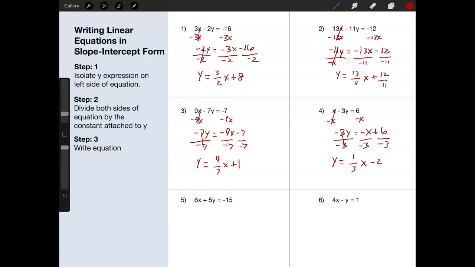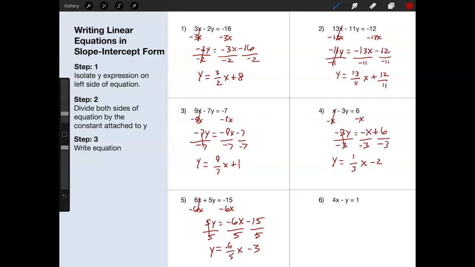For number 5, we have 6x plus 5y equals negative 15. Subtract 6x from both sides. This cancels. We have 5y equals negative 6x minus 15. We want to divide both sides by 5. This cancels, and we are left with y equals negative 6 over 5 x, and negative 15 divided by 5 is negative 3.